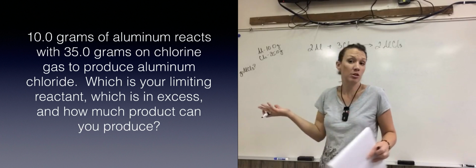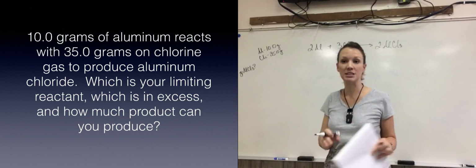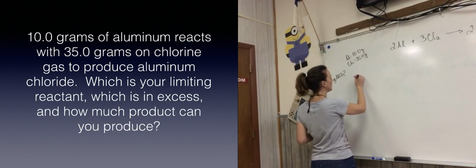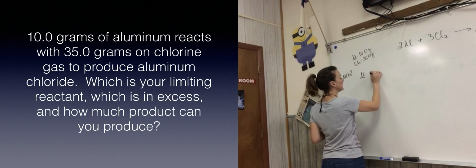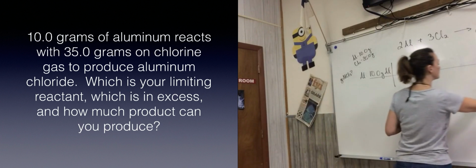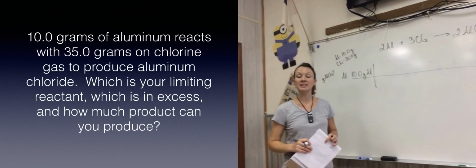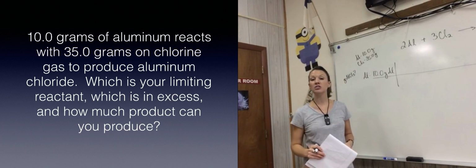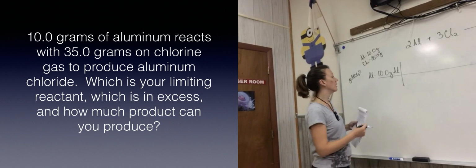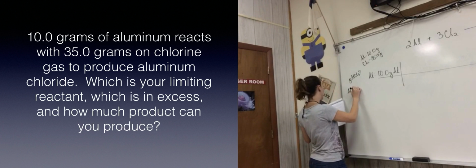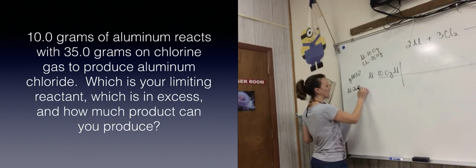So in this case, I'm just going to start with aluminum first because it was first on my list and it appeared first in the question. So my starting point for aluminum is going to be the 10.0 grams. I'm going to set up my T-chart. Now the very first thing I need to do is convert grams of aluminum to moles of aluminum. Now in order to do that, I need to look at my molar mass for aluminum. For aluminum, you're going to have an atomic mass of 26.98 grams per mole.